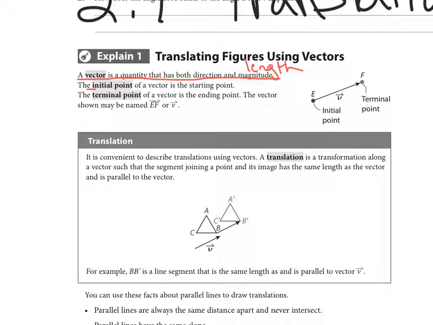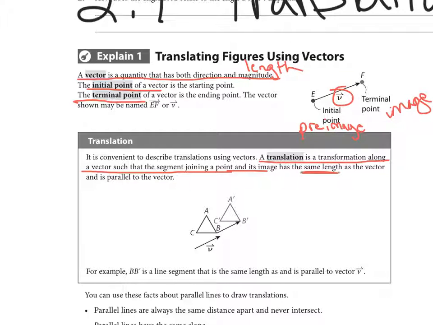The initial point of a vector is its starting point, and the terminal point of a vector is its ending point. And we call this the pre-image. And the terminal point was the image. And here's your vector notation, okay? So remember, a translation is a transformation along a vector such that the segment joining the point and its image has the same length as the vector and is parallel to the vector. So let's look at an example.